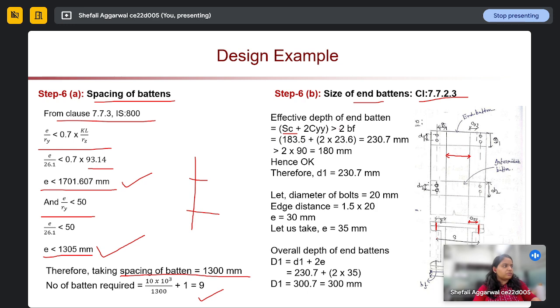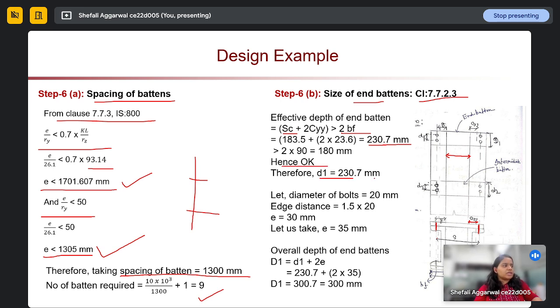So this is our effective depth formula. Using this formula, we are getting our effective depth of end batten as 230.7 mm. This effective depth should be greater than 2 times BF. BF we will take for the channel section. For the channel section we have chosen, our BF is given as 90 mm. So using that, our design is okay.